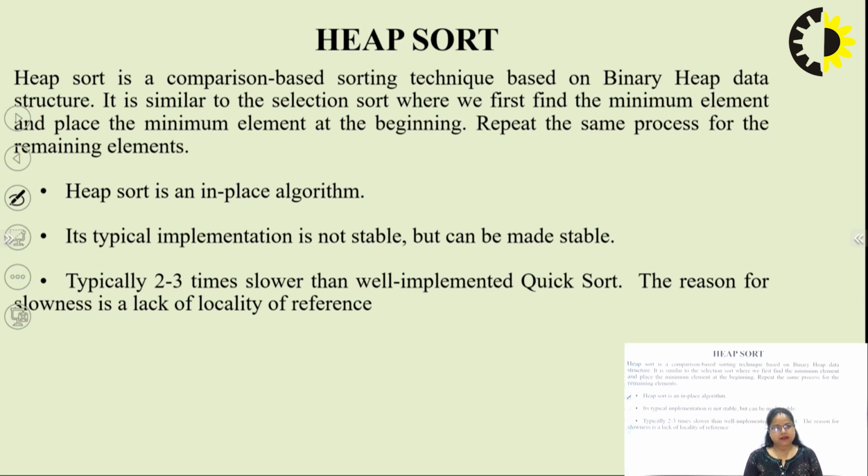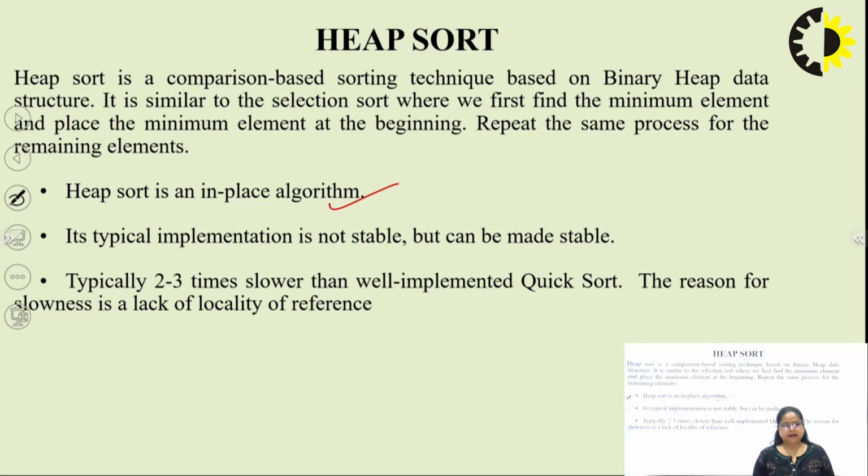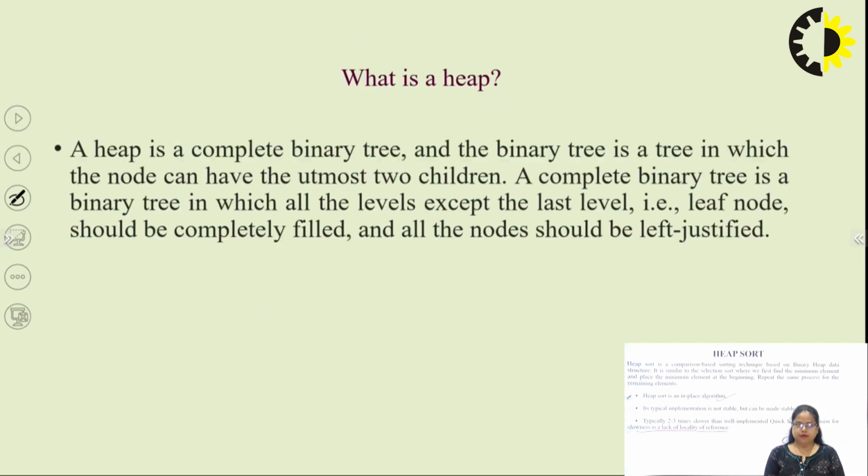If I'm talking about this sorting algorithm, there are certain characteristics. It is an in-place algorithm, meaning whatever we are doing, the elements hold their own positions. Second, its typical implementation is not stable, but we can make it stable by applying some additional process. It is typically 2 to 3 times slower than a well-implemented quick sort, and the reason for this slowness is the lack of locality of reference. It is a little bit slow, but it gets the desired output.